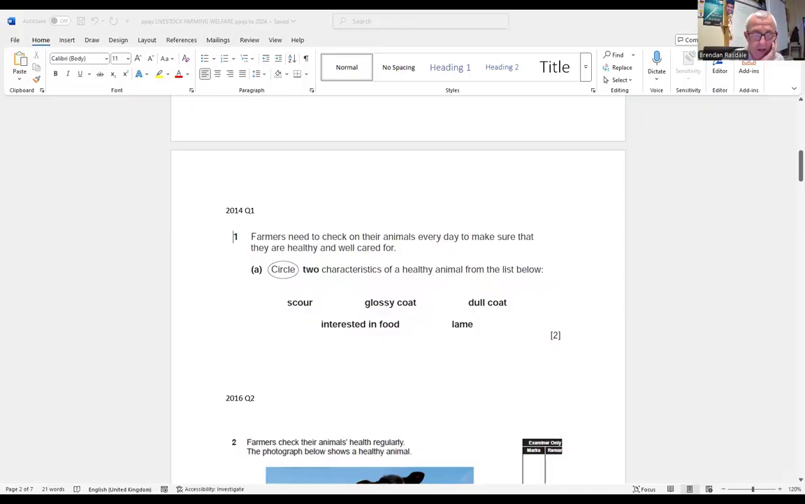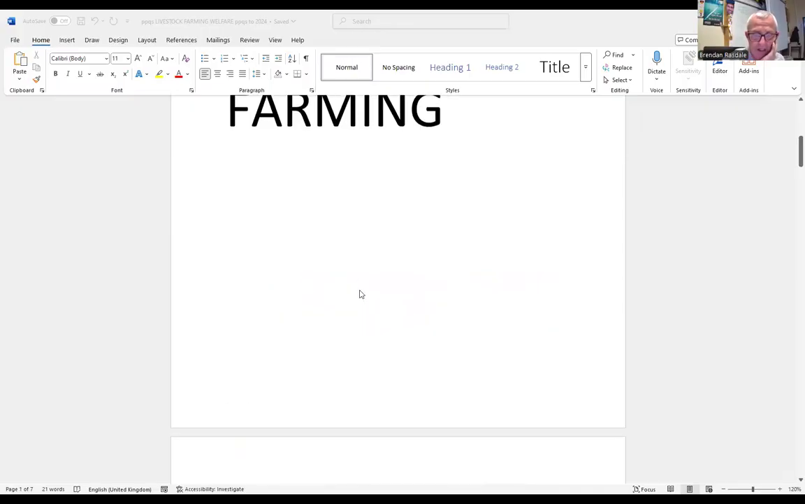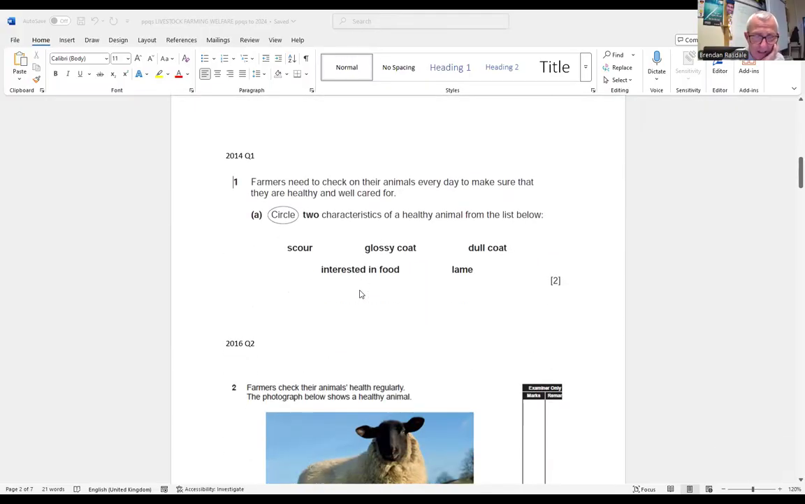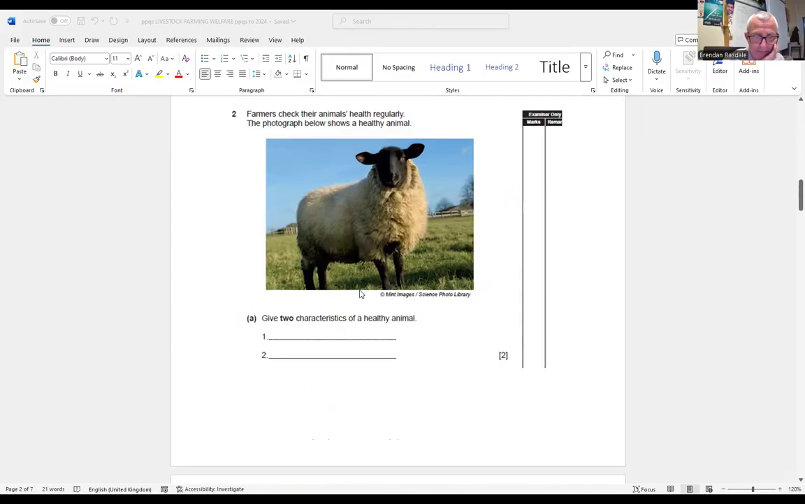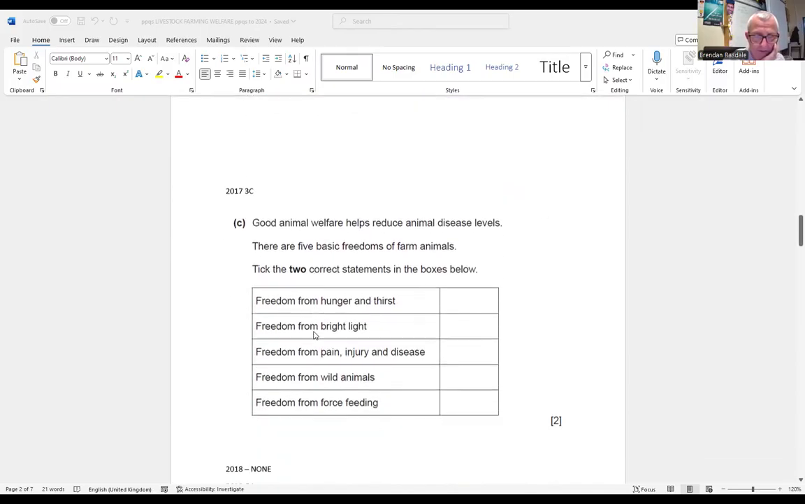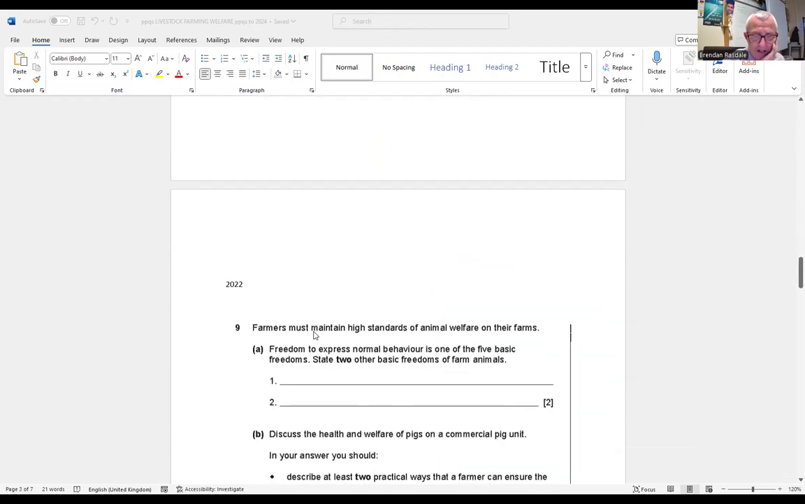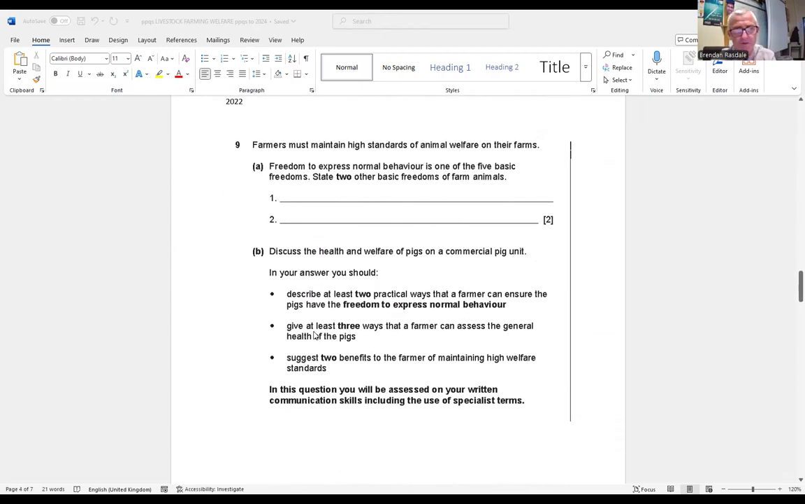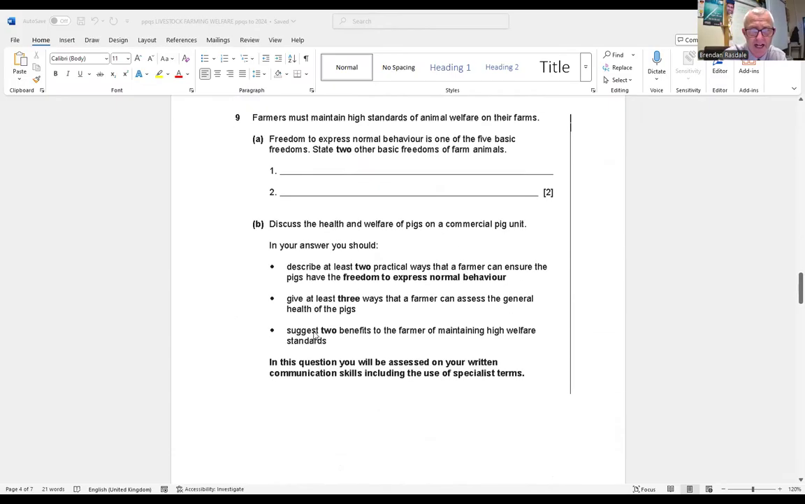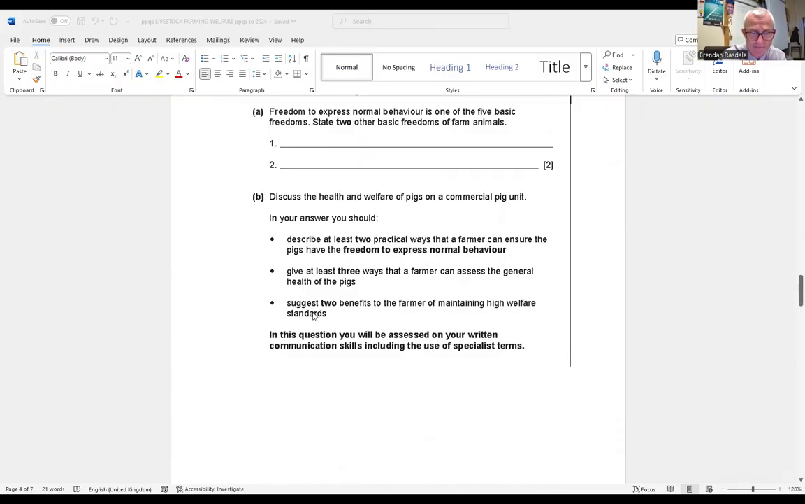So I'll just stop sharing that. Probably what's more interesting in this topic area is if we go through the past papers that have cropped up on this. So right from 2014, you can see a nice handy 2-pointer on the characteristics of a healthy animal, a five freedoms question, a five freedoms question. Now this one from 2022, so we're now 4 years on from that. This number 9 was a good 9-pointer. And we did do this as a describe how, so you might get that.